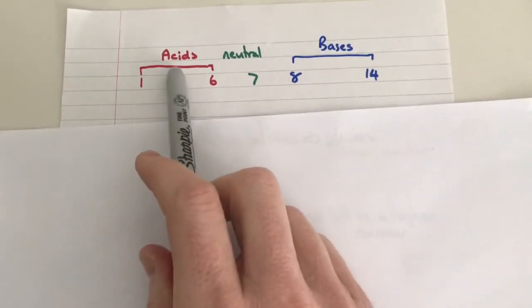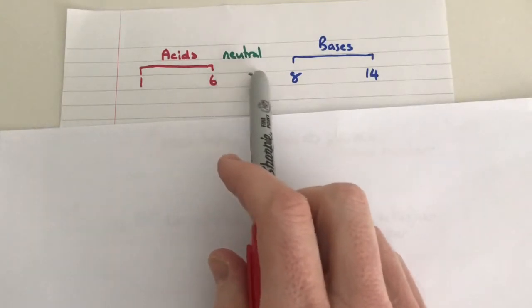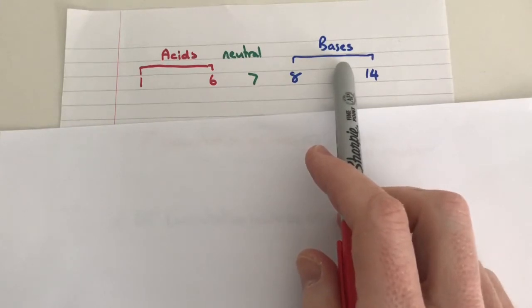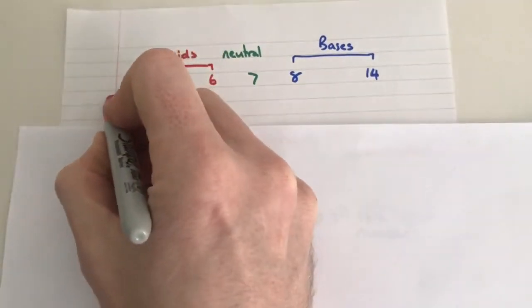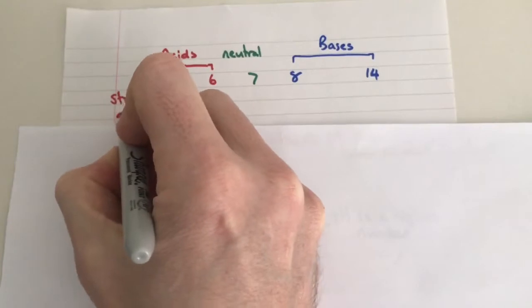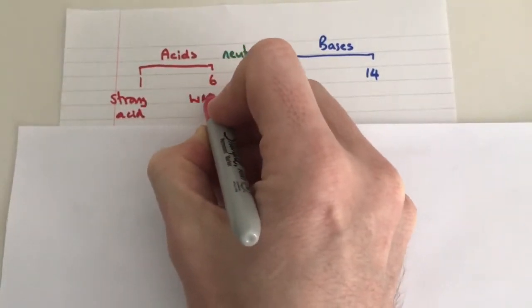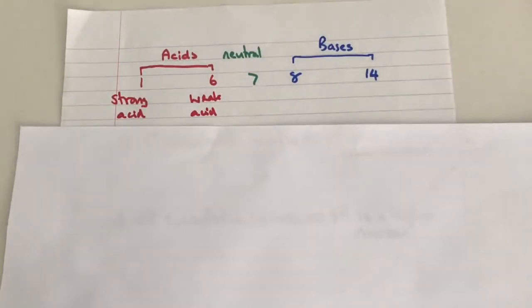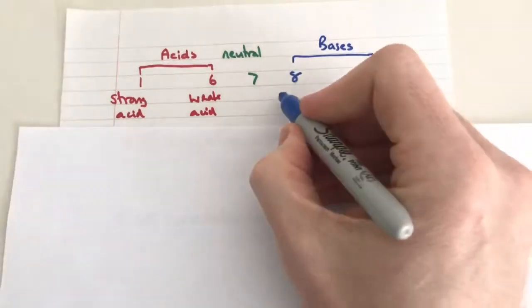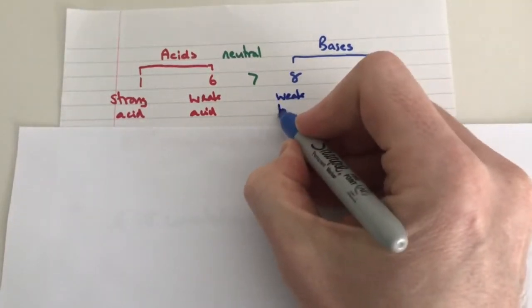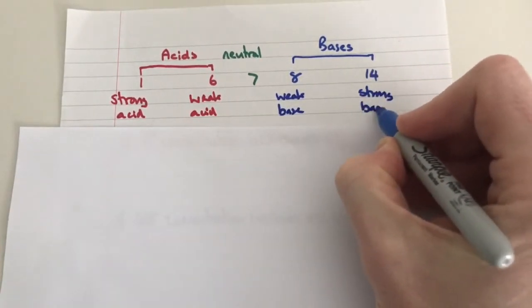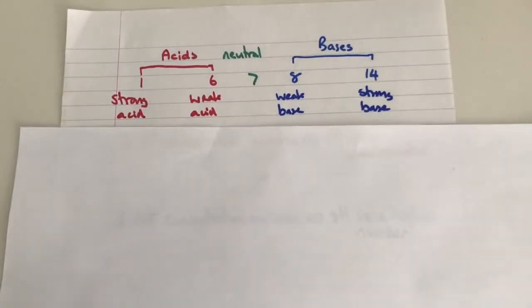1 to 6, they're categorized as the acids. 7 in the middle here is neutral, and then 8 to 14 are broken up into bases. Within this, we can do a further split with pH 1 being identified as what we call strong acids. More on that later. pH 6 we're going to look at as weak acids. 7 we've already said is neutral, and then the bases, pH 8 is a weak base, and pH 14 is a strong base.